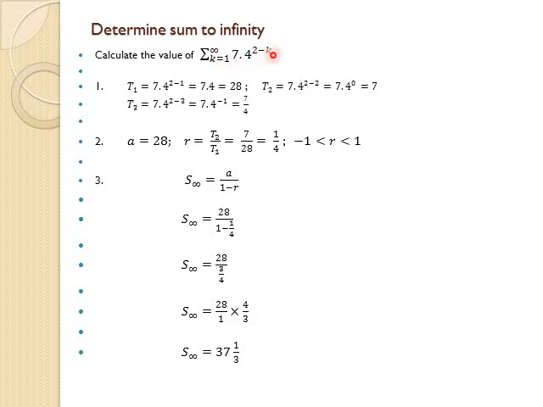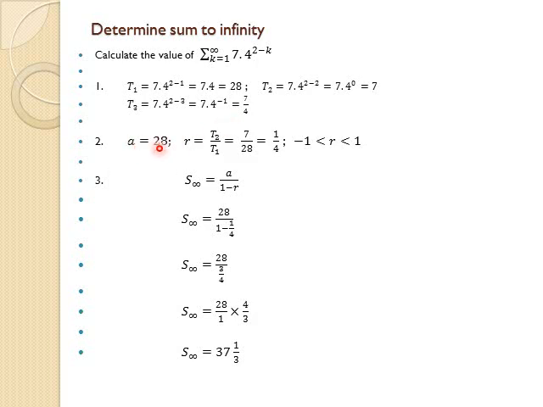So I'll always require you, when I give you any sigma notation, to get the first three terms. For term 1, 2 minus 1 gives me 1, 4 to the power 1 times 7, which equals 28. For term 2, 2 minus 2 is 0, 4 to the power 0 is 1, 7 times 1 stays 7. And for term 3, 2 minus 3 gives me negative 1, which then becomes 7 over 4. You should take note, the terms are decreasing, therefore they are converging towards a point.